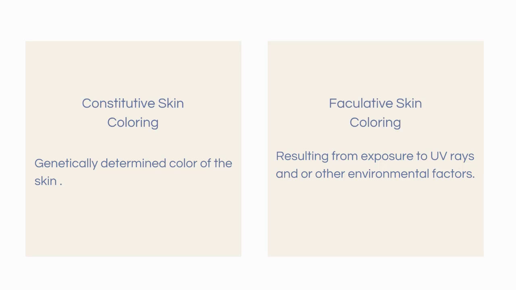Facultative skin color refers to the color your skin becomes resulting from exposure to UV light and/or other environmental factors. So, for example, if your skin becomes tanned through UV exposure, that would be referred to as facultative skin coloring.